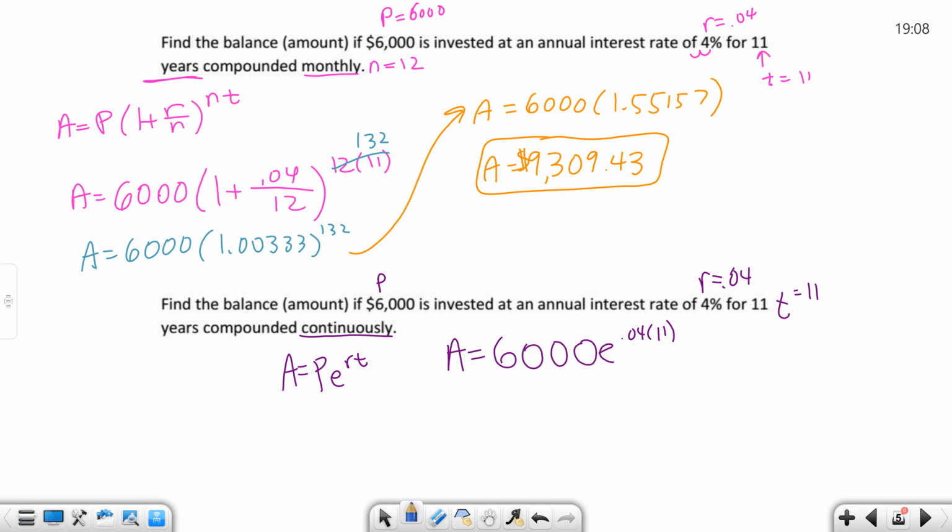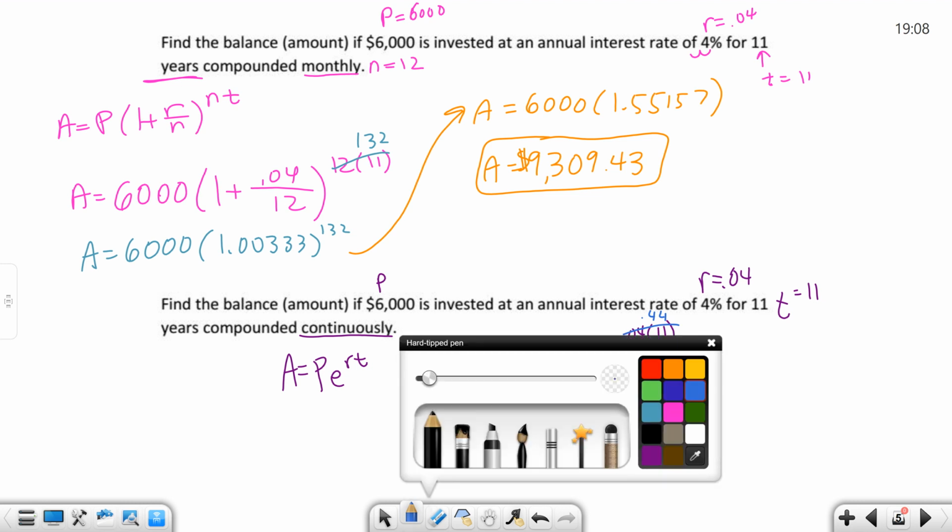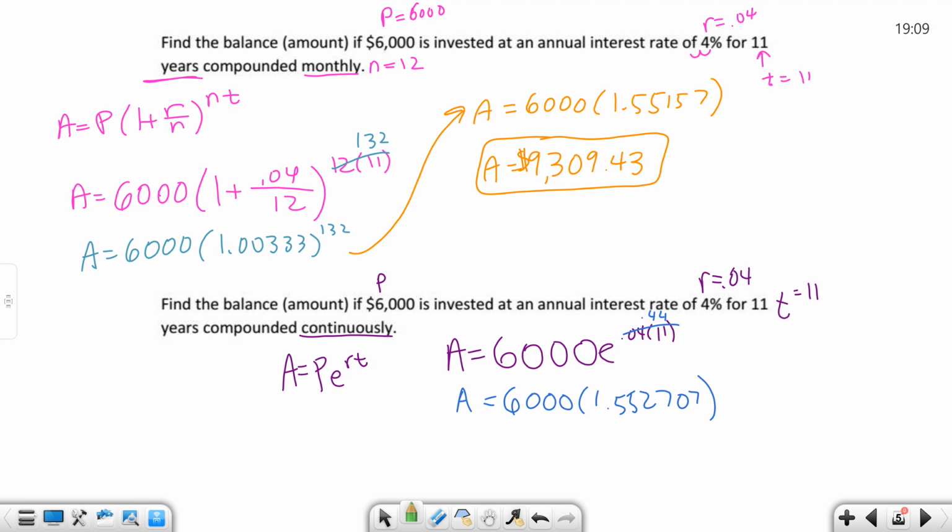Now here's the deal. Do you think this is going to be greater or less than 9309.43? It's going to be greater, right? Monthly was 12 times a year, but this is continuously. This is all the time. So 0.04 times 11 is 0.44. So this power is 0.44. And then e to that power is roughly 1.552707-ish, because it keeps going forever. Then we take that number and multiply it by 6,000, and we get $9,316.24, and 3 is the next number, so it stays at 4 cents. So going from monthly to continuously, because the interest rate's 4%, it's only less than $7 more, but it is more. It makes sense. Shouldn't be less, right? Make sure your answer makes sense.